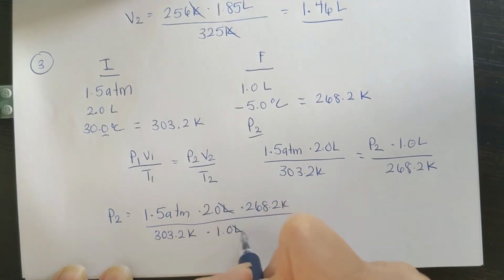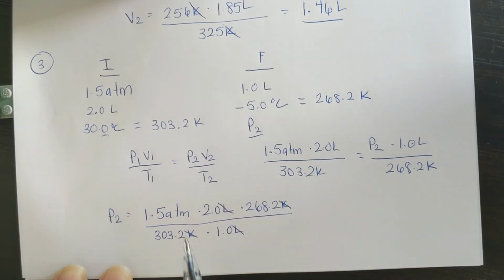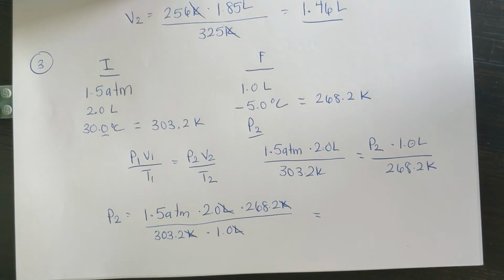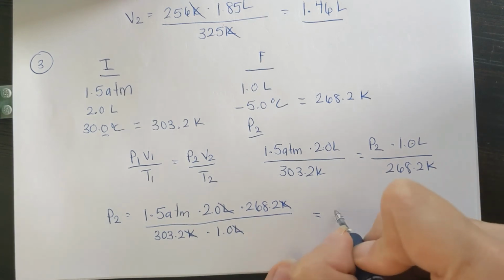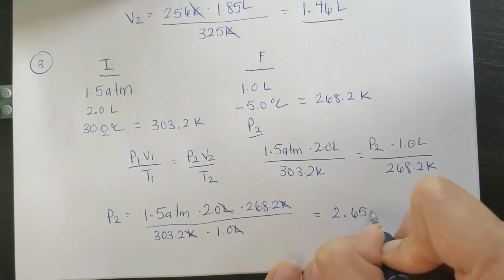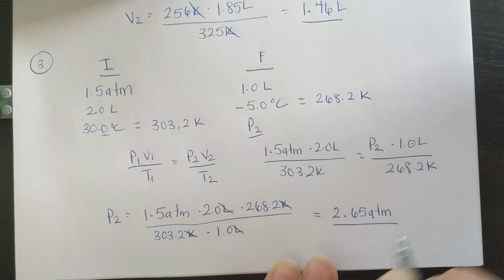Okay, so when we do this, our liters cancel and our Kelvin cancel, and we're just left with our atmosphere units here. So we end up with 1.5 times 2 times 268.2 divided by our 303.2 and our 1 liter, which gives us 2.65 atmospheres. So our final pressure inside of our weather balloon is 2.65 atmospheres.